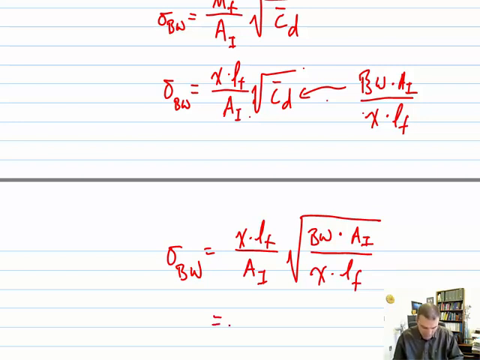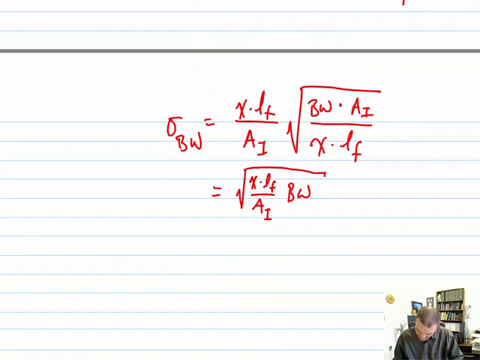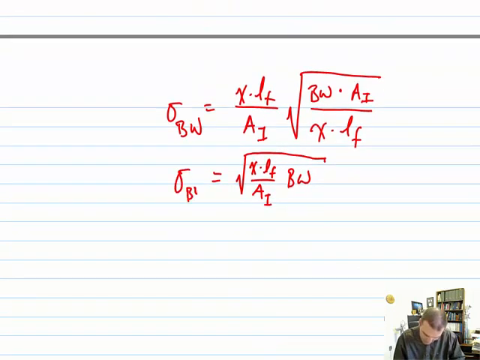Rearranging this, or working this through, we would see that we end up with the standard deviation of the basis weight being equal to the square root of x L sub f over A sub I times the basis weight. So now we have the standard deviation of the basis weight related to some properties here. And these properties are the coarseness of the fiber, the length of the fiber, the area of the inspection, and the mean basis weight of the paper sheet itself.